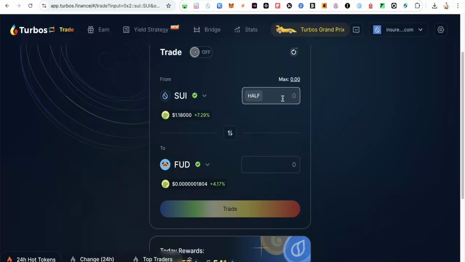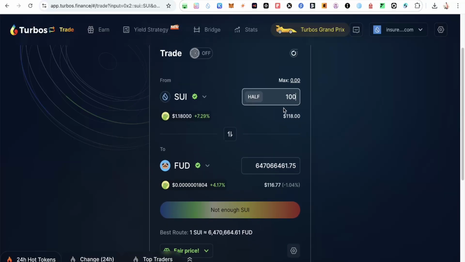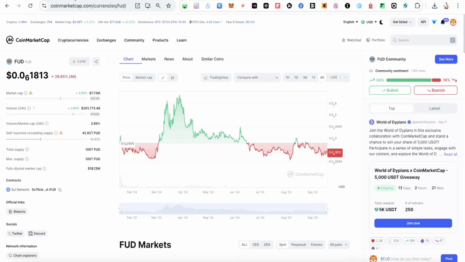Now let's say you want to swap 100 SUI for FUD, then it will fetch the best price, and it will give more than 640 million FUD tokens as per the current exchange rate. Since I don't have 100 SUI in my SUI wallet right now, that's the reason why it's not giving me the option to swap. Otherwise the option to swap comes over here, and then you can swap it, and within 10 seconds FUD would be reflected in your SUI wallet. So it is this simple to buy the FUD the PUG meme coin.